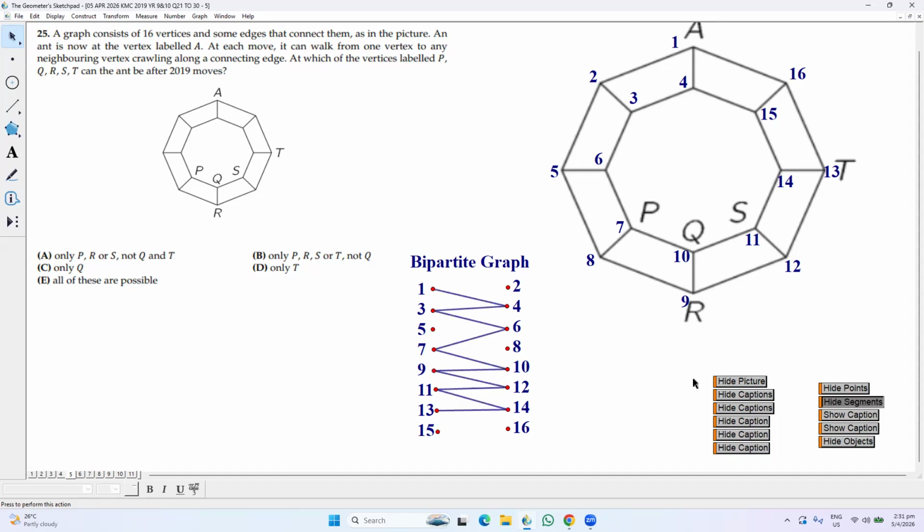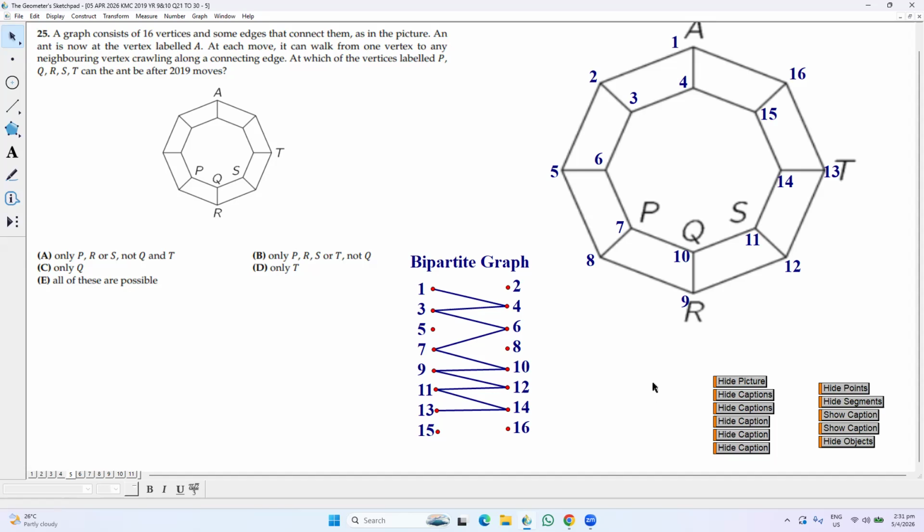Then let's take one example. Odd goes to even, then 1 goes to 4. You can say A goes to 4, 4 goes to 3, 3 goes to 6, 6 goes to 7, 7 goes to 10, then you go back to 9, go to 12, 12 goes to 11, 11 goes to 14, 14 goes to 13, and continue. Always odd, even, back and forth.